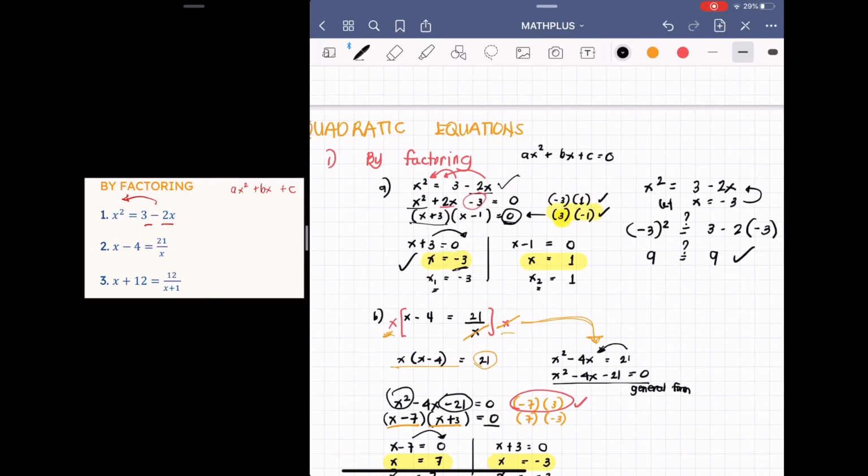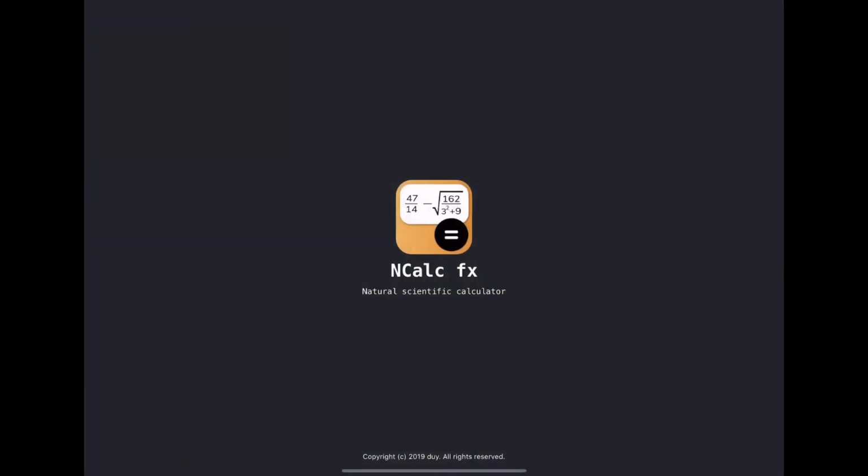Okay, another way of checking your answers if your roots are correct, and since we are able to use them, is through your calculator. So what you do is get your calculators.